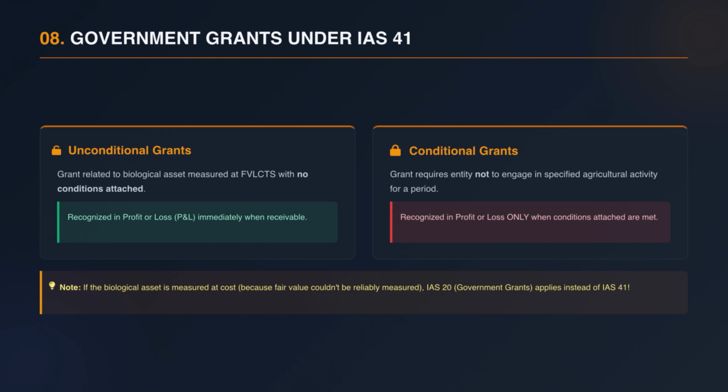When a business receives a government grant related to a biological asset measured at fair value less cost to sell, IAS 41 sets two simple rules. Unconditional grants are recognized in profit or loss immediately as soon as the grant becomes receivable. Conditional grants are recognized in profit or loss only when the conditions attached to the grant are fully met. Note, if the biological asset is measured at cost, IAS 20 government grants applies instead.